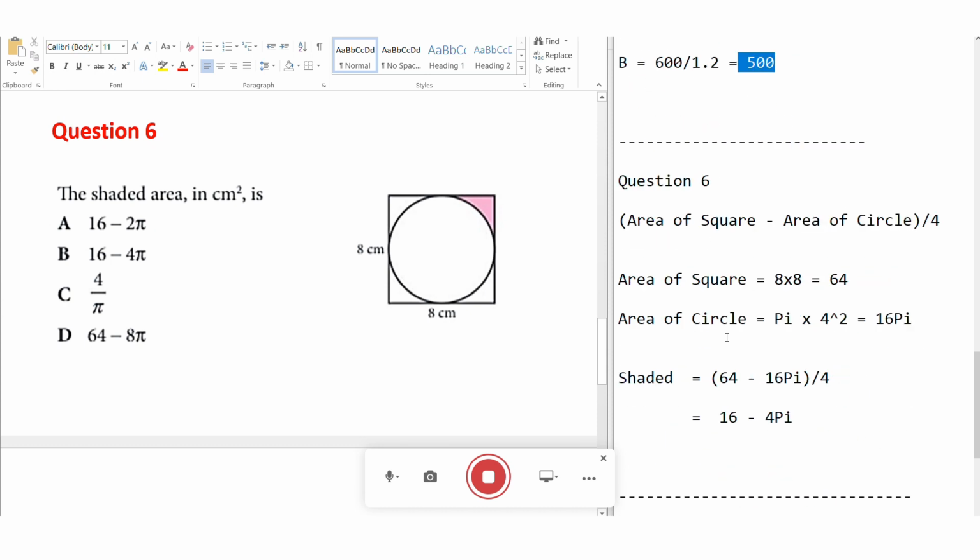Question 6. All right. They want us to find the area of the shaded region. Quick things first. To find the area of a square is side by side. That's easy stuff. To find the area of a circle is pi r squared. Now let me just explain the procedure to find the shaded region. I think I prepared a graphic for this one.